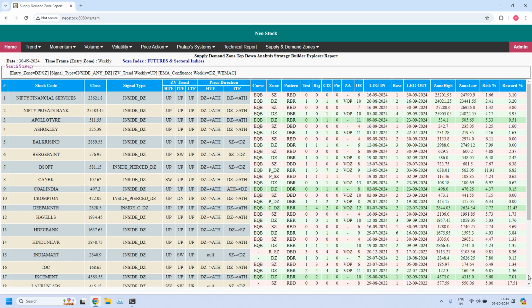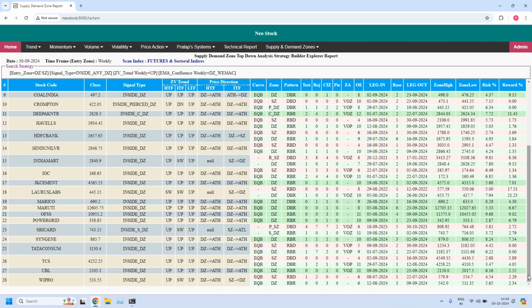These are the first 17 stocks. I am scrolling the list down. So 28 stocks. Now only 28 stocks are listed here. Maybe some of these zones are pierced zones, you can ignore them. See, inside a pierced demand zone, you can ignore that zone.